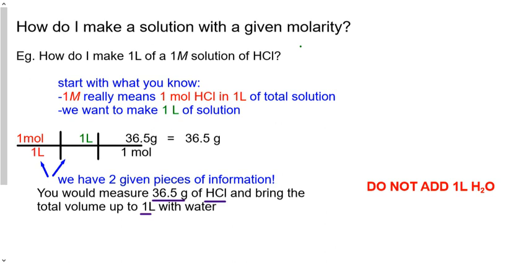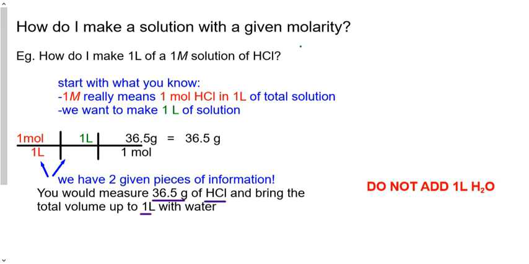Suppose I want to make a solution with a given molarity. Suppose I want to make 1 liter of a 1 molar solution of hydrogen chloride. Well, when I ask you this question, there are two numbers that I've given you there. I've given you 1 liter that I want to make, and I've given you 1 molar. So we're going to start with those numbers.